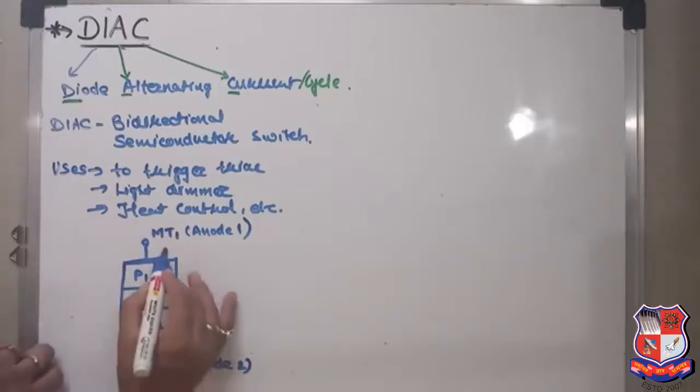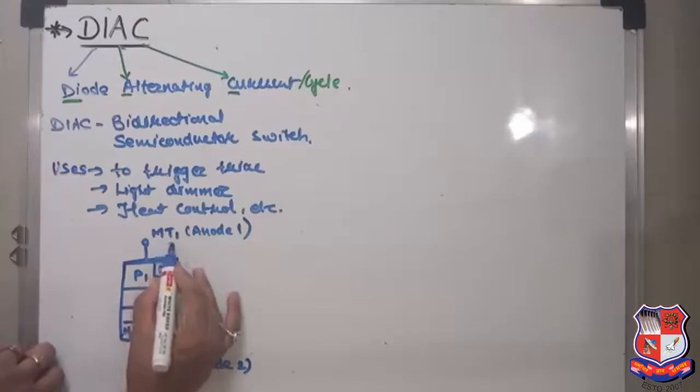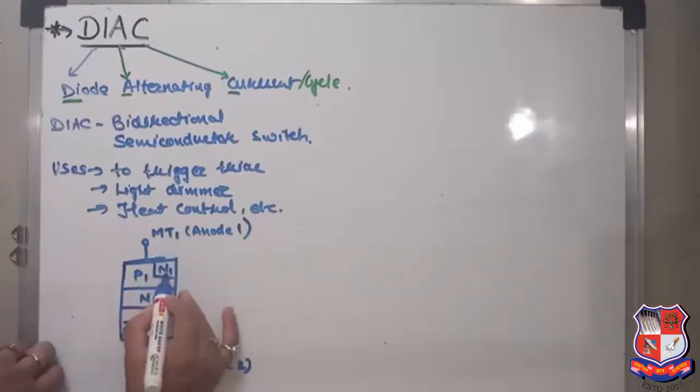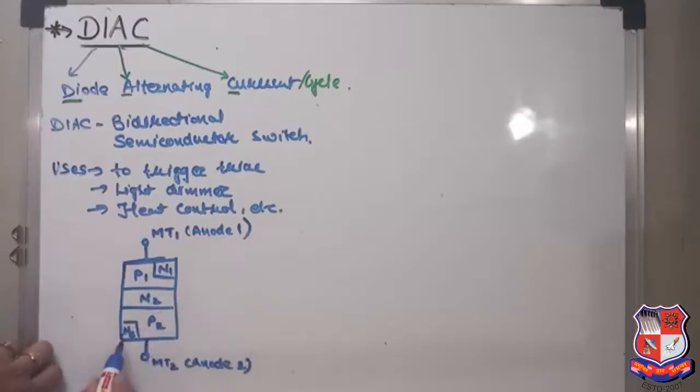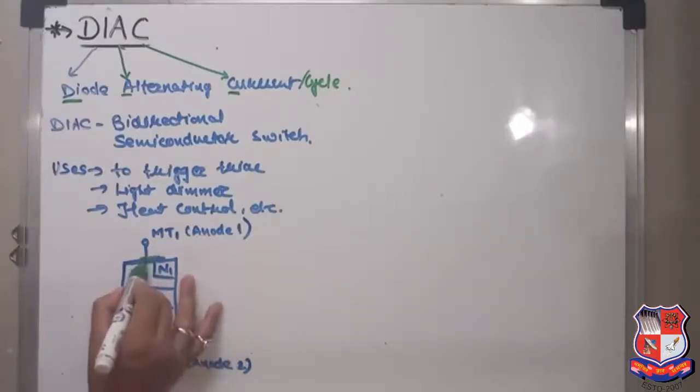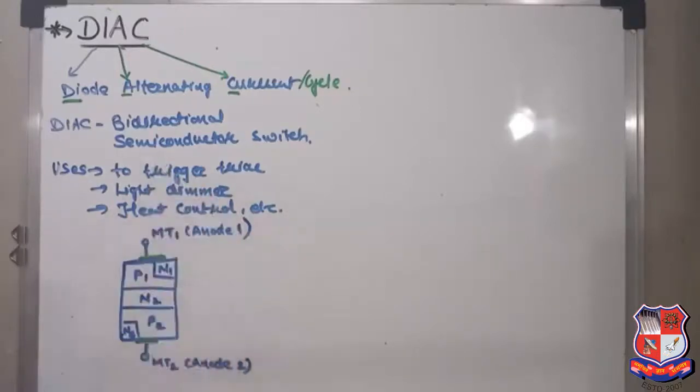Now see here, MT1 is taken out from the P1 and N1 layer. The N1 layer is diffused into the P1 layer, and the N3 layer is diffused into the P2 layer, and MT2 is taken out from, see here, a metallic strip. Metallic contacts are there, drawn by the green line, metallic lead. So the lead is taken out.